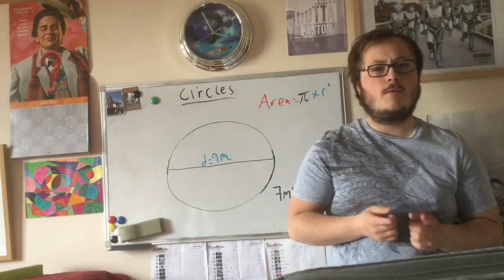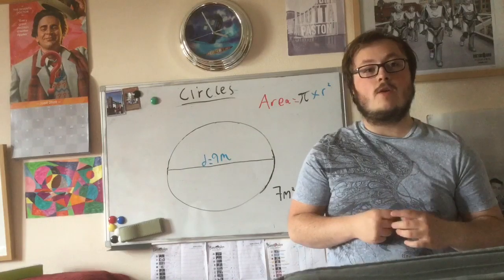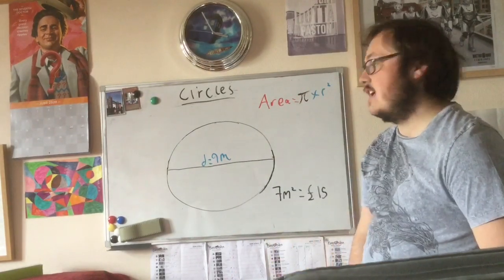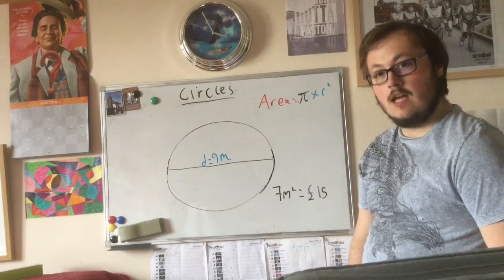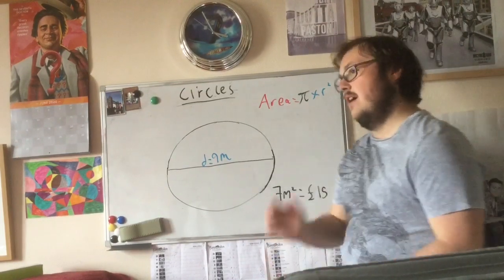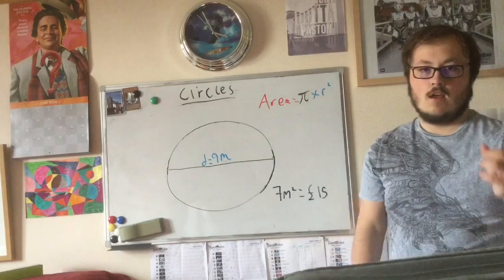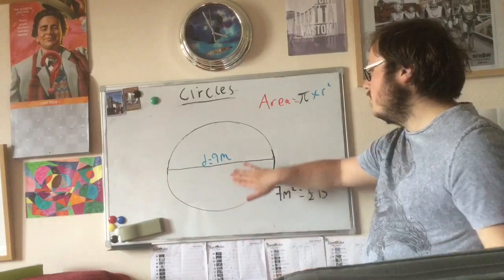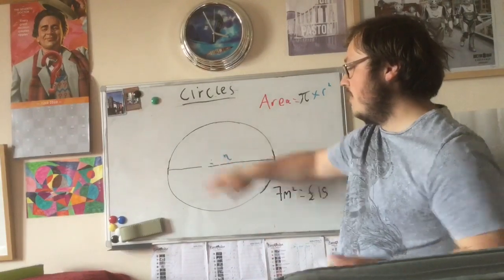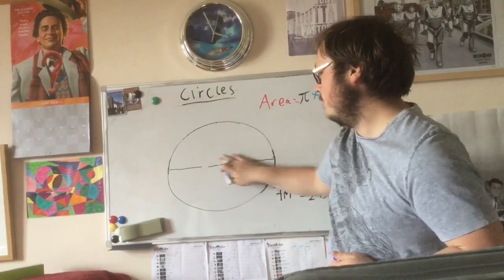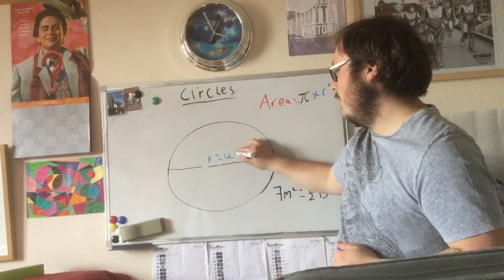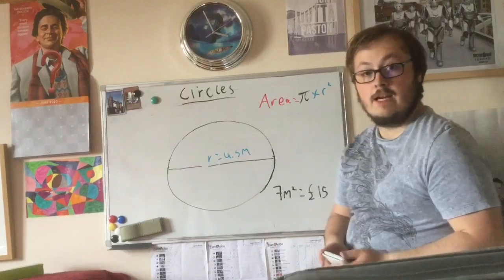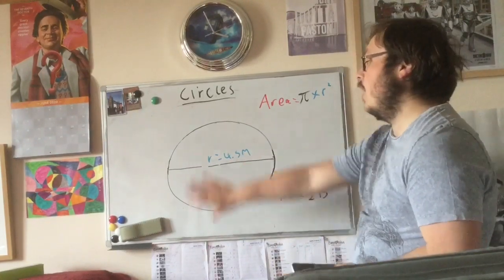Now yesterday we were going over circles and I was showing you how to find the area of those circles. And the challenge I set you was to figure out how much it would cost me to carpet a room with a diameter of 9 meters. Now to find the area of this we need to halve our diameter. So we halve our 9 meters and our radius becomes 4.5 meters. So now we know the radius, we can work out the area of the whole room.